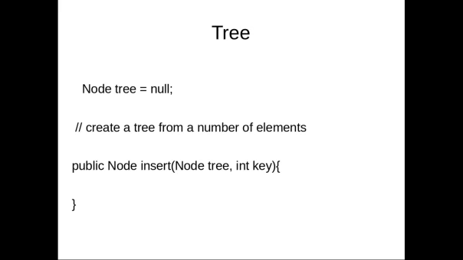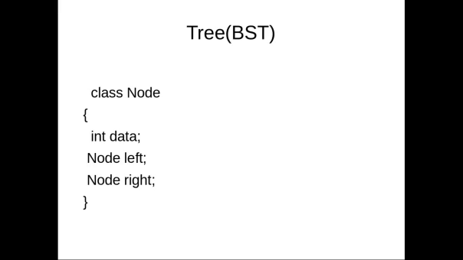That's why you will declare a method as public Node insert, taking the tree you want to insert into. So that is a node, the tree, right? And then the key element, that value will be the key. Let us see the binary search tree properties.